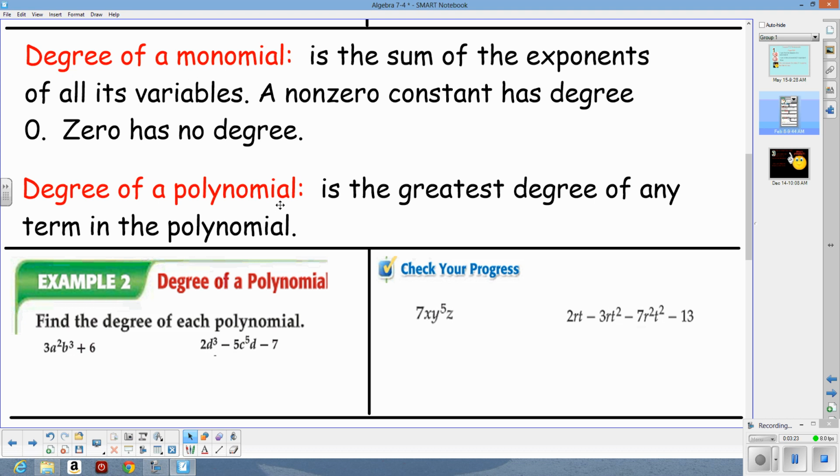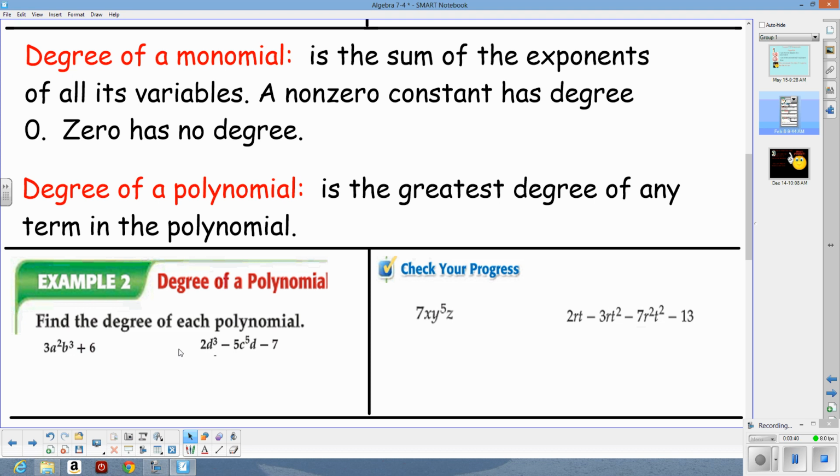Now to figure out the degree of a polynomial, it's the greatest degree of any term in the polynomial. So if you find out the degree of each piece, you take the one that is the greatest, and that's the degree of the polynomial. So let's start with example 2 here.